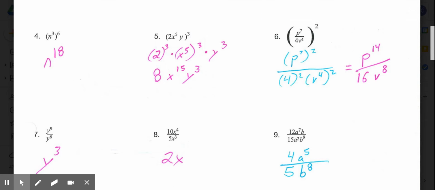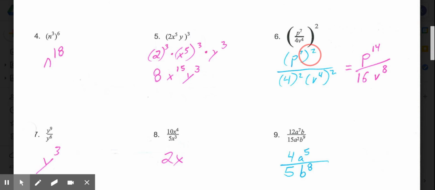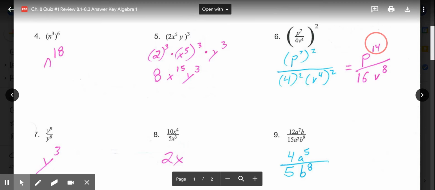Now in 6, we have a fraction to a power. So we can just think of this as all parts of the top to the 2nd power and each part of the bottom to the 2nd power. So on top, we have p to the 7th to the 2nd power. So 7 times 2 would give me p to the 14th. On bottom, 4 squared gives us 16. V to the 4th to the 2nd power, 4 times 2, gives us v to the 8th.